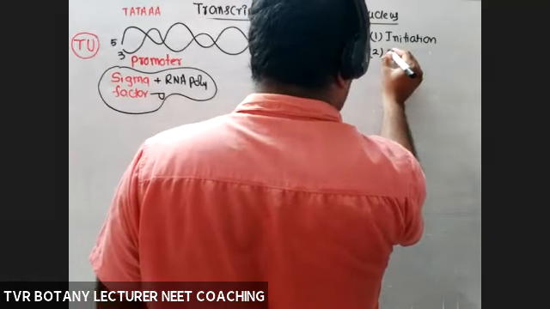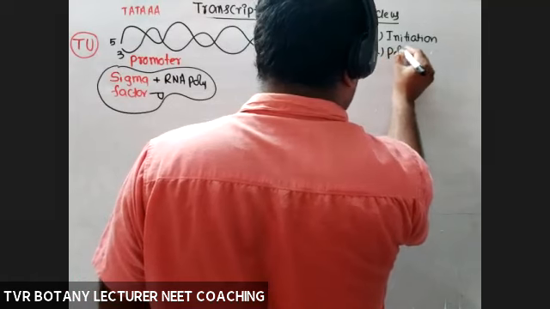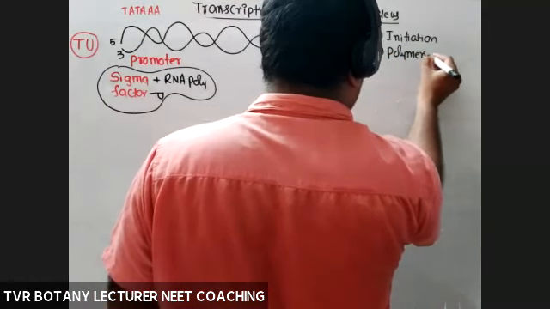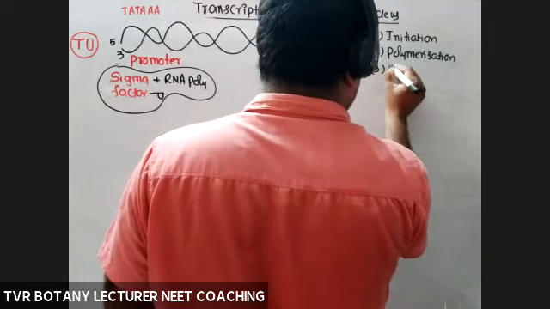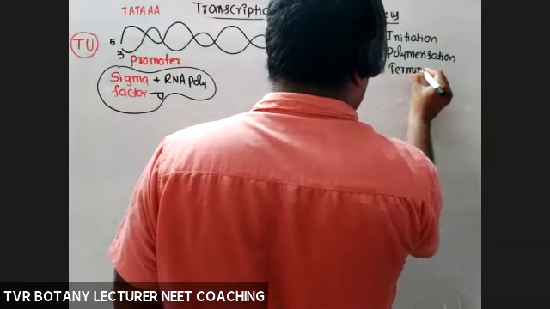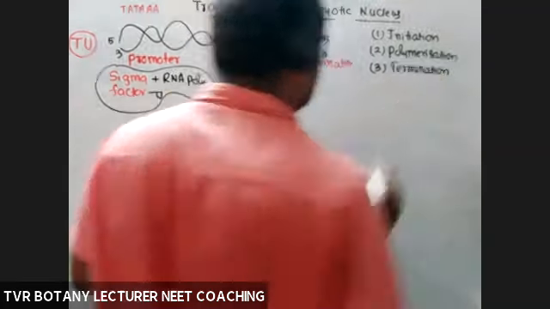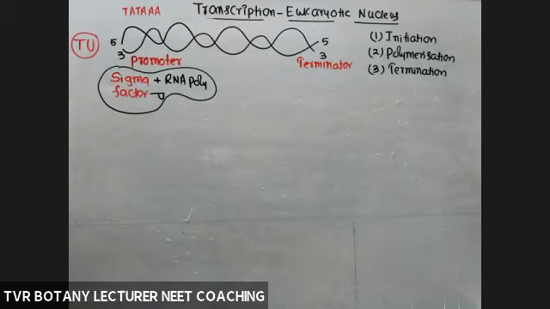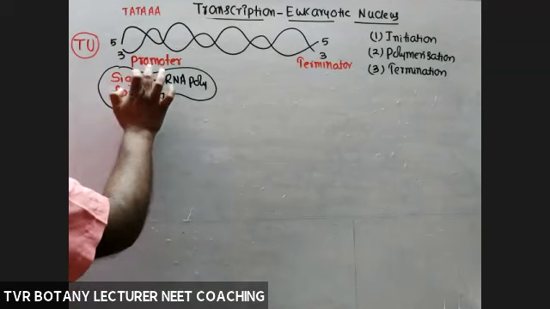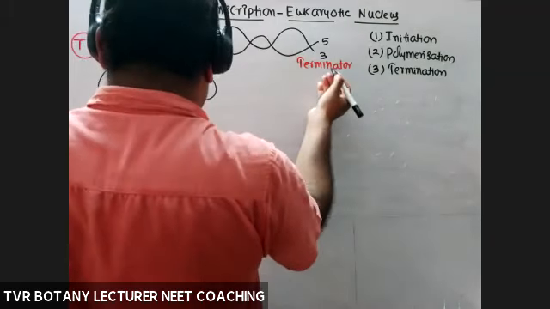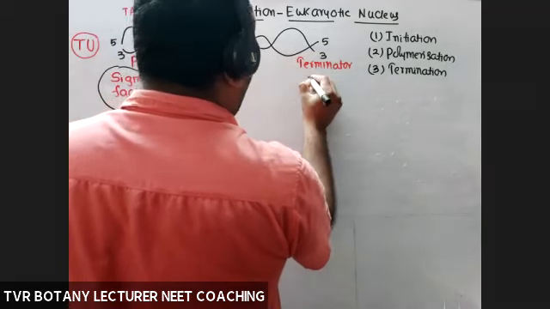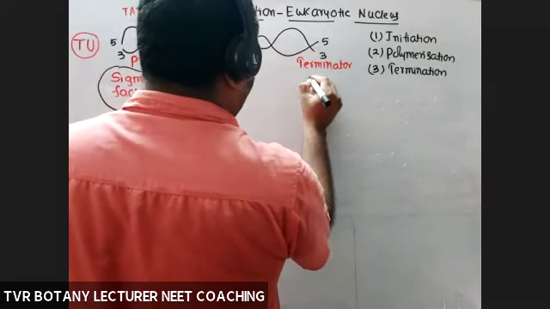Next one is chain elongation or polymerization. Third one, termination. So the specificity of RNA polymerase depends on its association with a concerned factor. If it is with a sigma factor, initiation. After completion of the second event, if it is the third event, RNA polymerase must be bound with a rho factor.